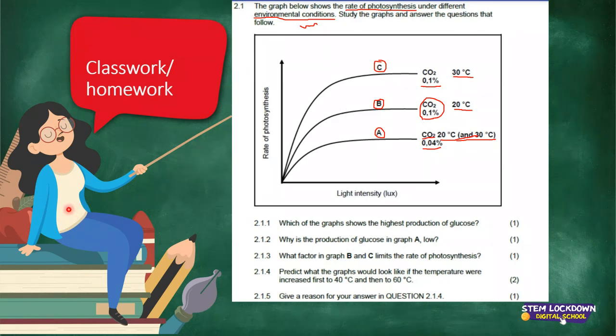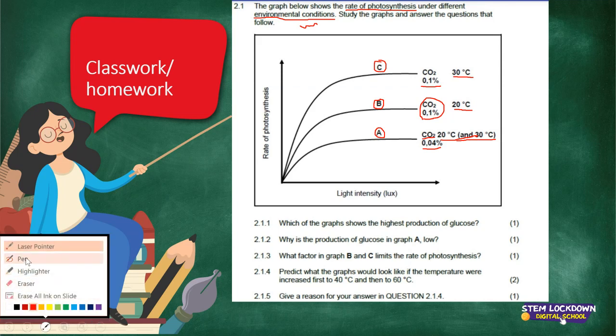Okay, I just need to go back to question 2.1.1. I see someone gave an answer of A for question 2.1.1, which asked, which of the graphs showed the highest point of production of glucose? Okay, and I just need to explain that to them quickly.